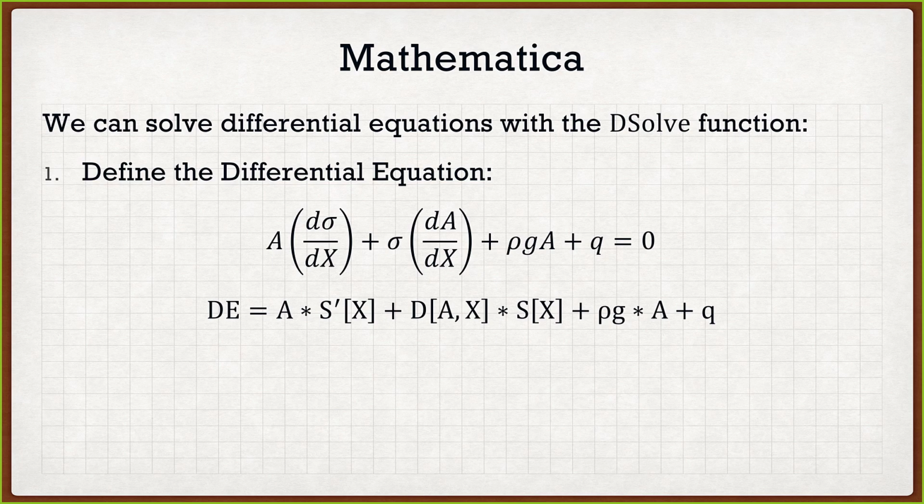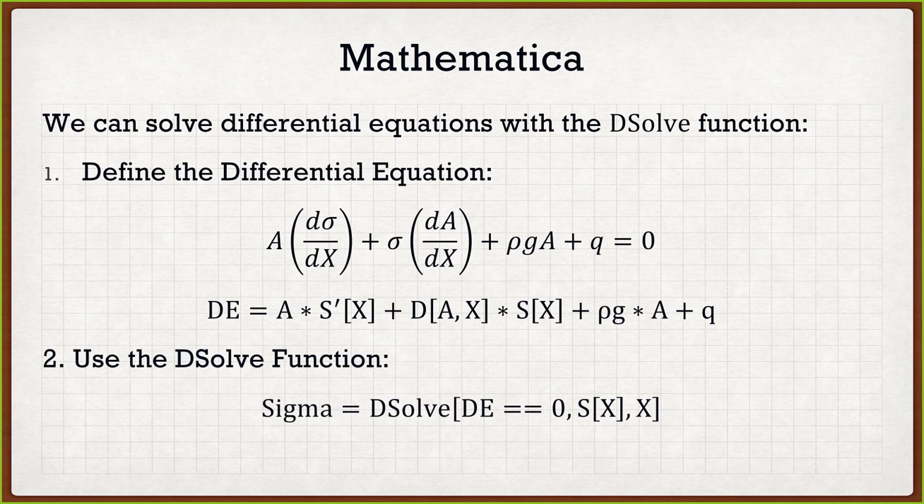So once I define my differential equation, I can use the DSolve function by giving it three inputs. We give it three inputs, we're good to go. First input, what is our differential equation and what is it equal to? So we have our differential equation defined and we know it's equal to 0. So I just put dE is equal to 0. The second input is what is the equation we want to solve for? Well, we want to solve for our stress as a function of x, as a function of the height of the beam. And finally, the last input is what is the variable inside of that equation? Well, the variable is going to be the height of the beam, x. So that's all we need to do.